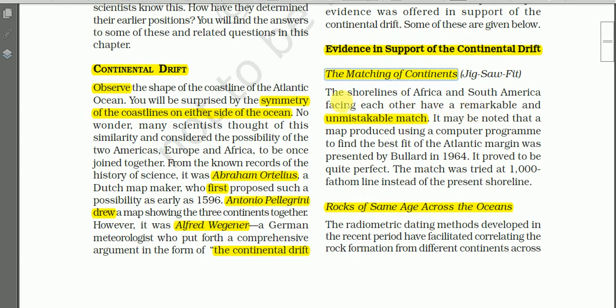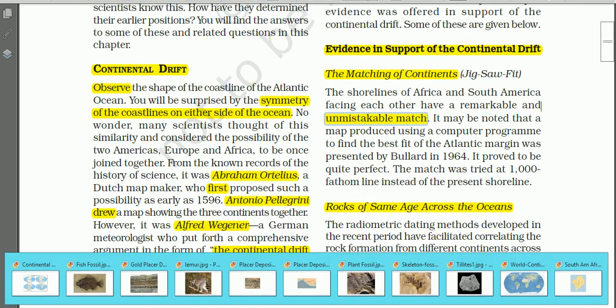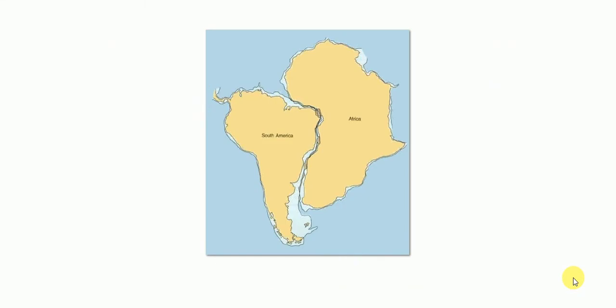The shorelines of Africa and South America facing each other have a remarkable and unmistakable match. You will see here, in this way, South America and Africa can be matched.